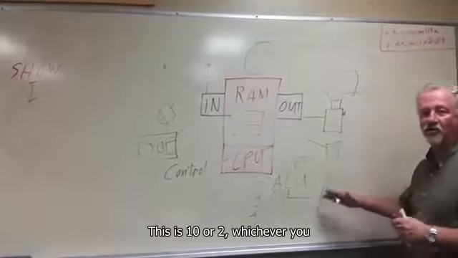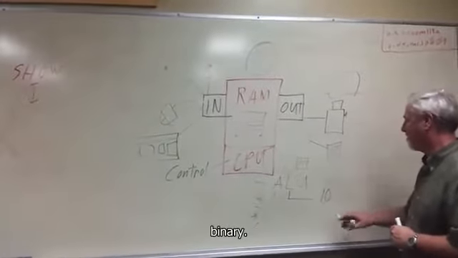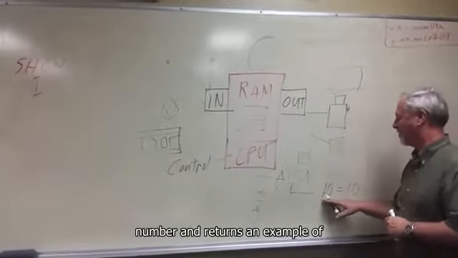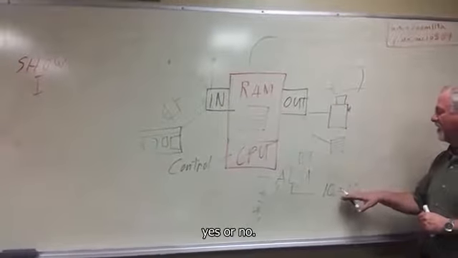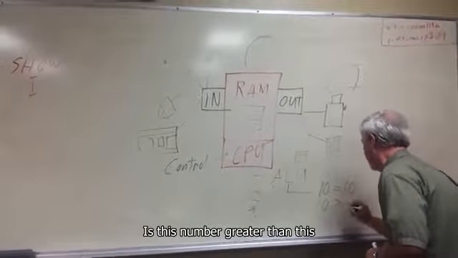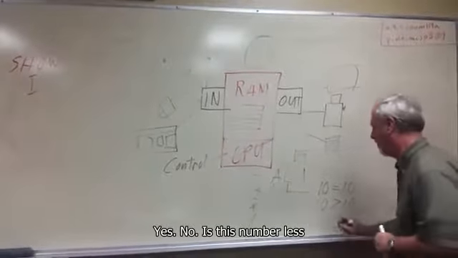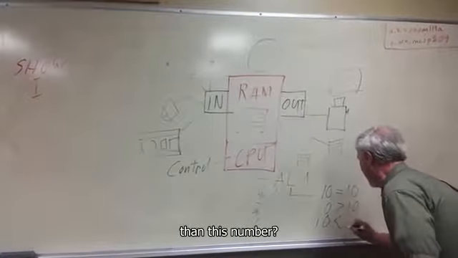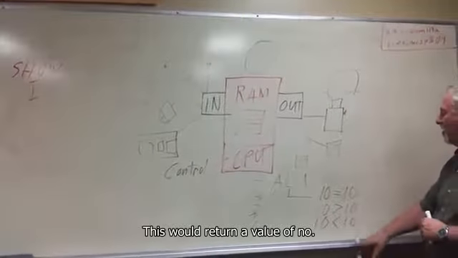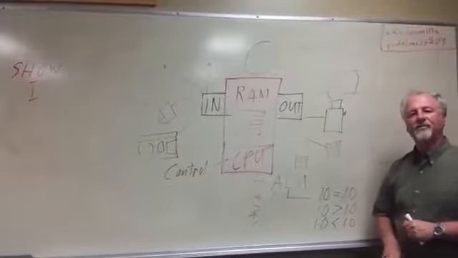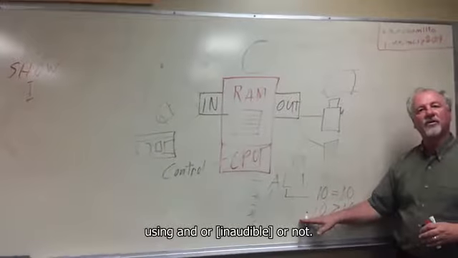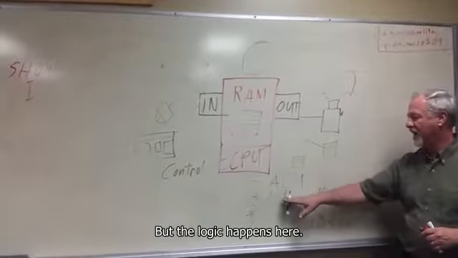This is 10 or 2, whichever you want to look at, decimal or binary. Say, does this number equal this number? And it returns an example of yes or no. Is this number greater than this number? Yes, no. Is this number less than this number? This would return a value of yes. This would return a value of no. This would return a value of no. We can do combinations of these using and, or, XOR, not. But the logic happens here.